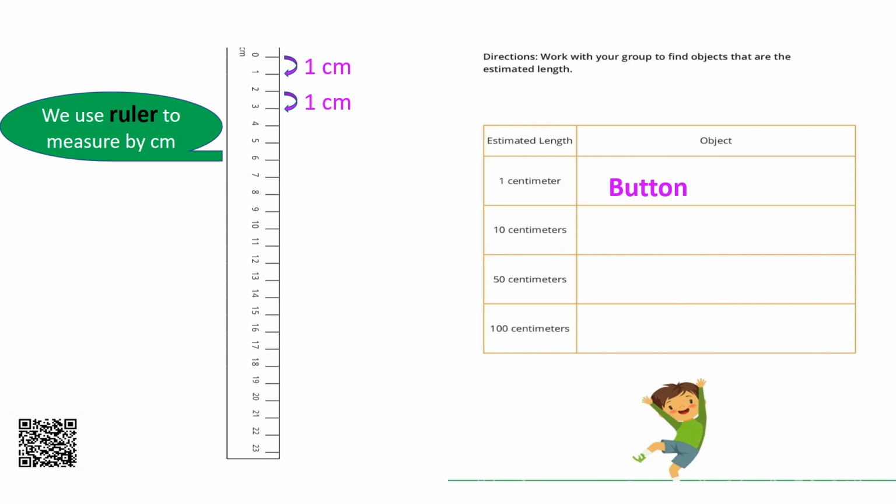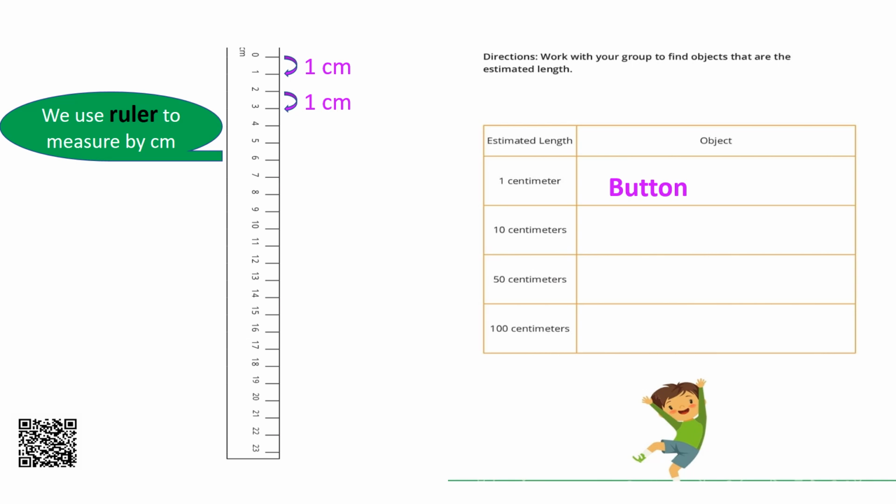Here we have a table in page 73. Work with your group to find objects that match the estimated length. First, we want an object whose estimated length is 1 centimeter. 1 centimeter, is it long or short? Yeah, it's short. Maybe a button. Our button is 1 centimeter.